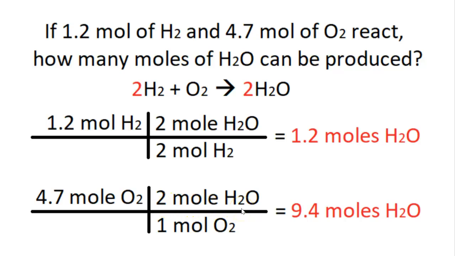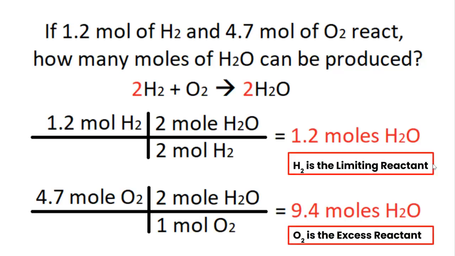Now that we have our dimensional analysis, we multiply and divide our numbers. So 1.2 times 2 divided by 2 is able to produce 1.2 moles of H2O. 4.7 times 2 divided by 1 is able to produce 9.4 moles of H2O. So the limiting reactant would be H2. It limits the amount of H2O that can be made.